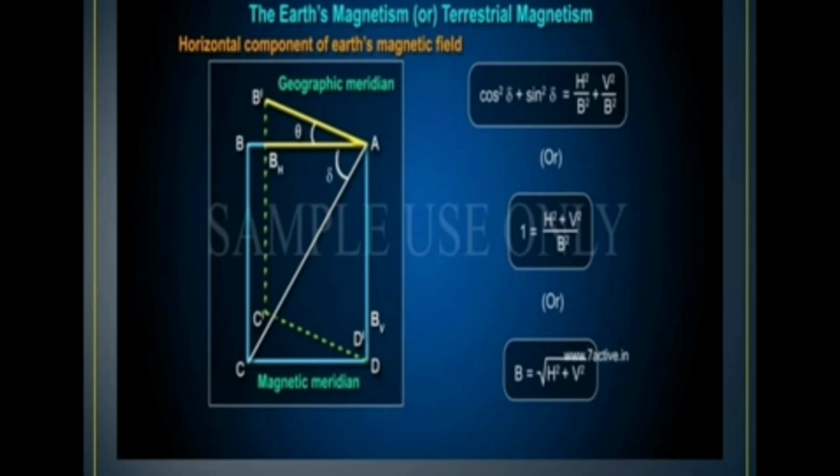It's a very important formula. It is used for the calculation. B is equal to root of H square plus V square. Okay. So it's a very important formula for doing the calculation.